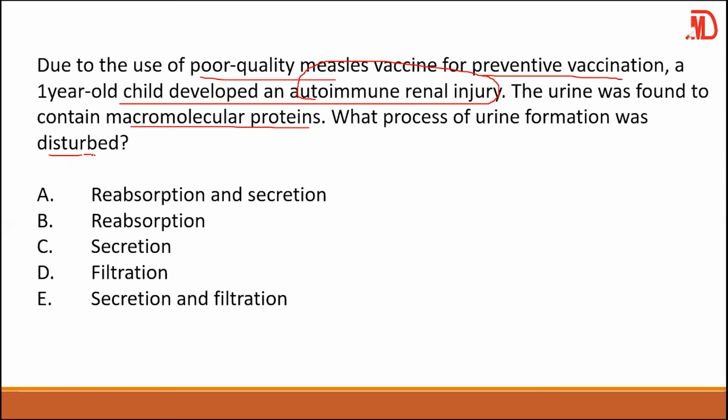So this is filtration. Glomerular filtration will be affected the most. And that is why we normally have increased concentration of creatinine and all those substances in the blood, because filtration is impaired. So your answer here is filtration. It's D. And again, you can even see big proteins.